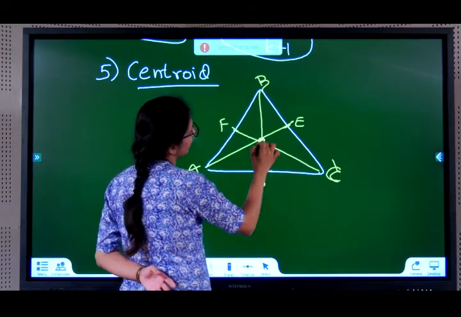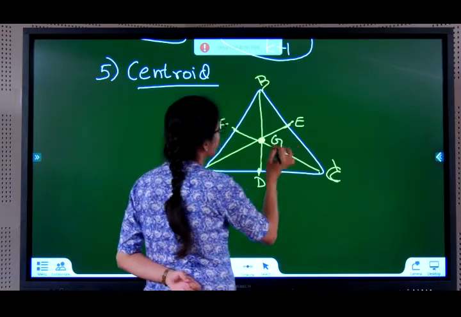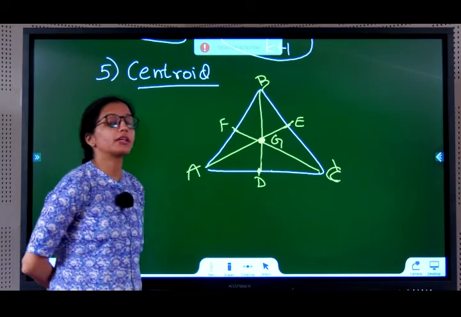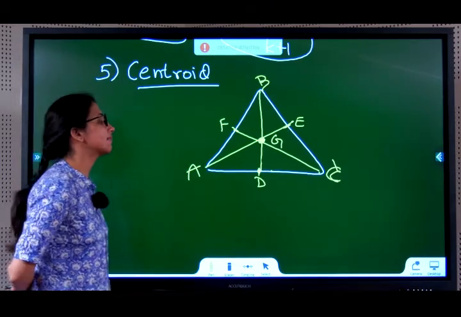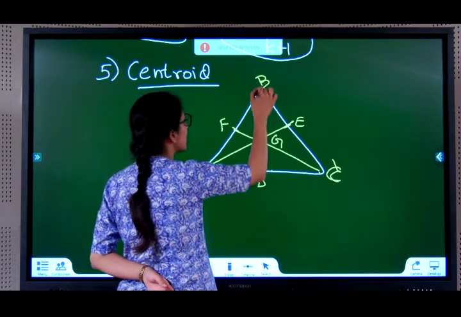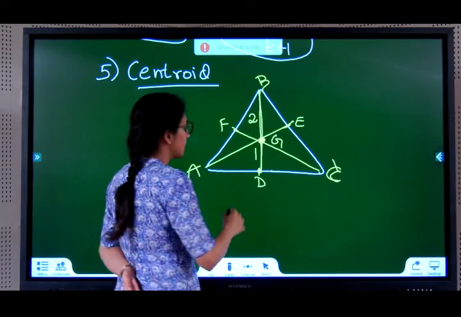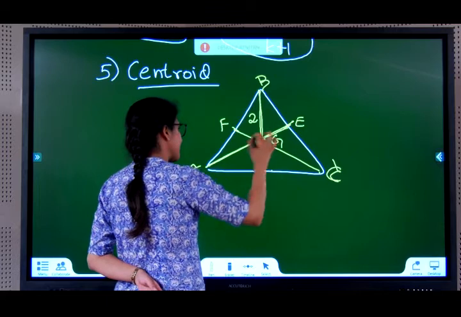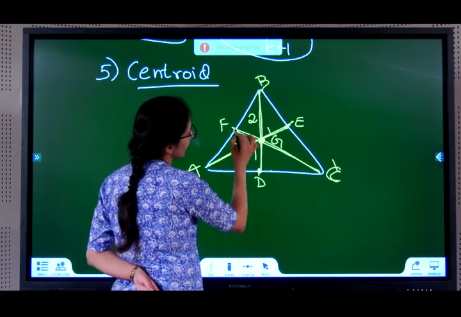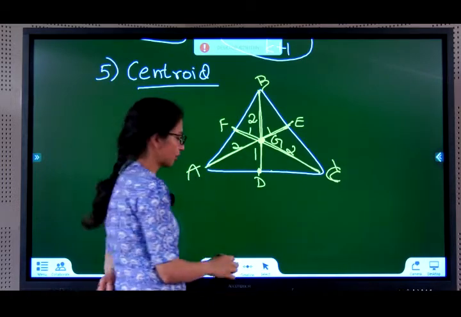You will see that they all meet at one point. This point is called the centroid of the triangle. And the centroid of the triangle always divides the median in the ratio of 2:1. That means G divides BD in the ratio of 2:1. G divides AE in the ratio of 2:1. G divides CF in the ratio of 2:1. So, m by n value is 2:1 here.